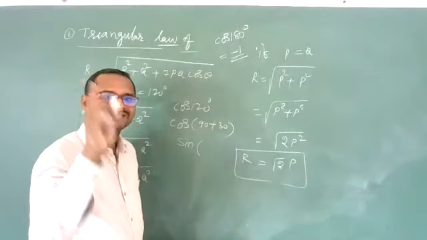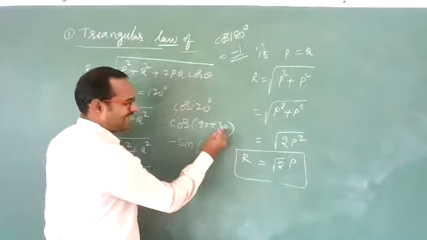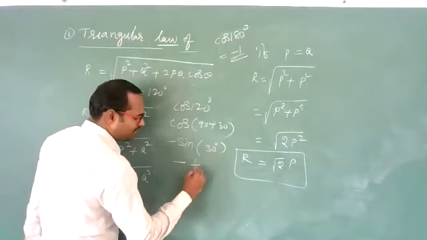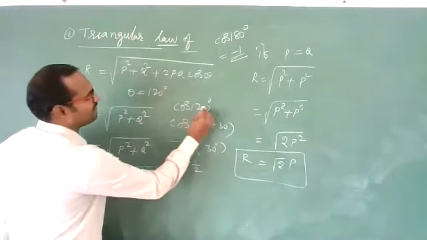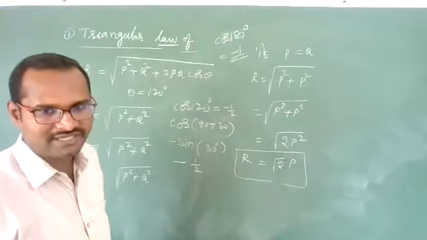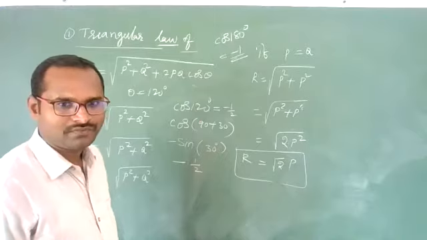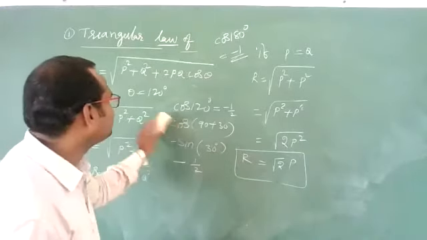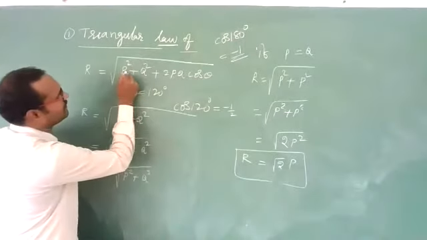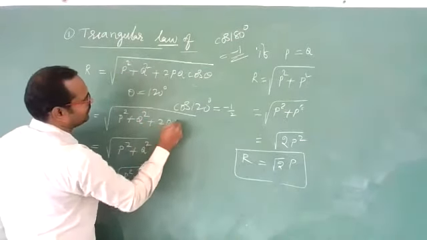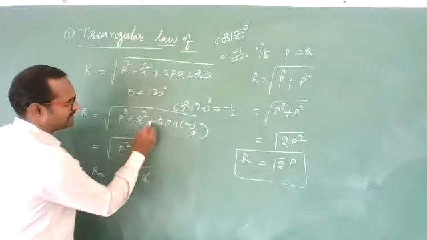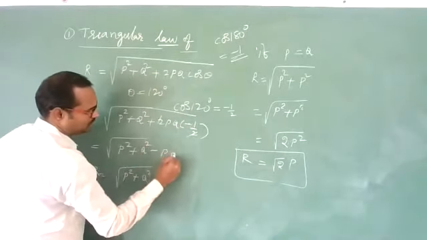In second quadrant, cos is negative. So minus. Angle is 30 degrees. So minus sin 30 is 1 by 2. So cos of 120 is minus 1 by 2. If you remember, it will save your time. Otherwise, you should do like this. Substitute here, you will get under root of p square plus q square plus 2pq into minus 1 by 2. This cancel. Plus into minus pq.